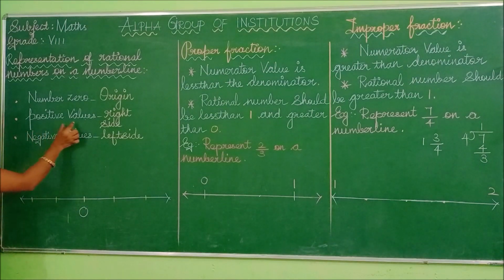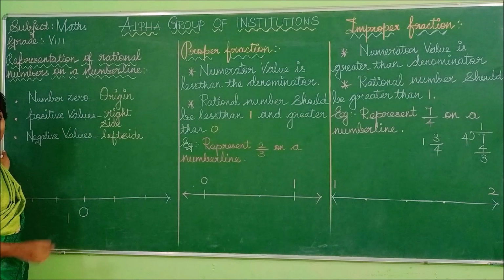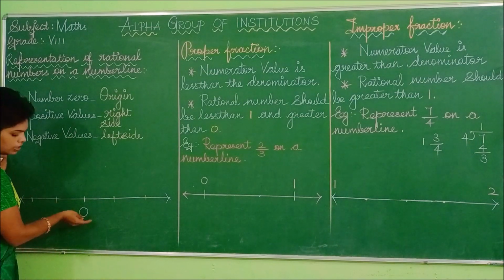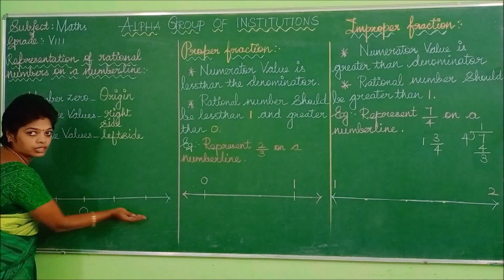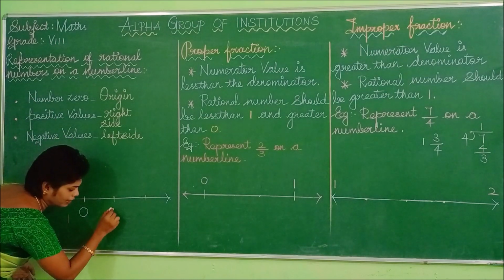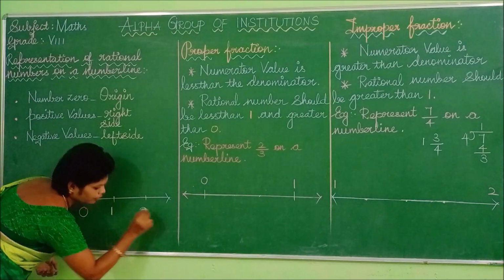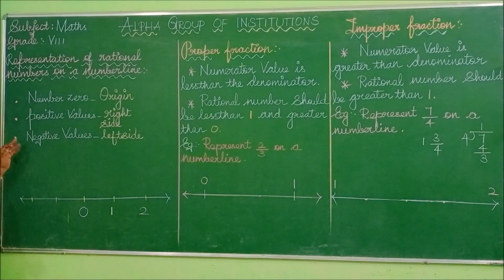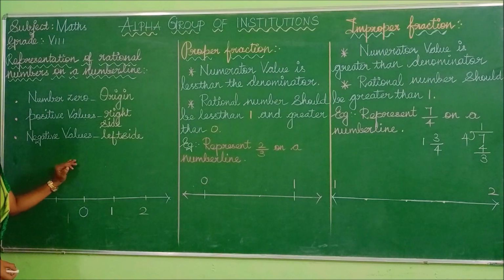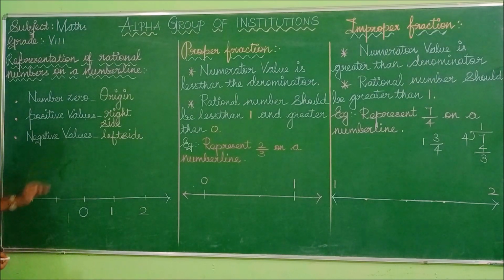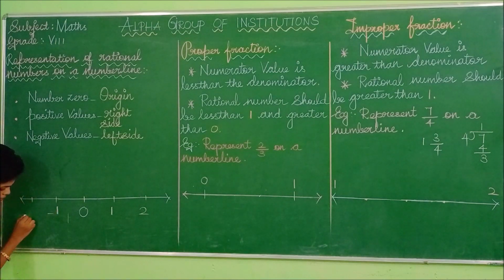The positive values are represented on the right side of the origin. This is the origin, and the right side of the origin is only positive, so I can write 1, 2. Next, the negative values are represented on the left side of the origin. Where is the left side? This one is the left side. So 0, -1 and -2.